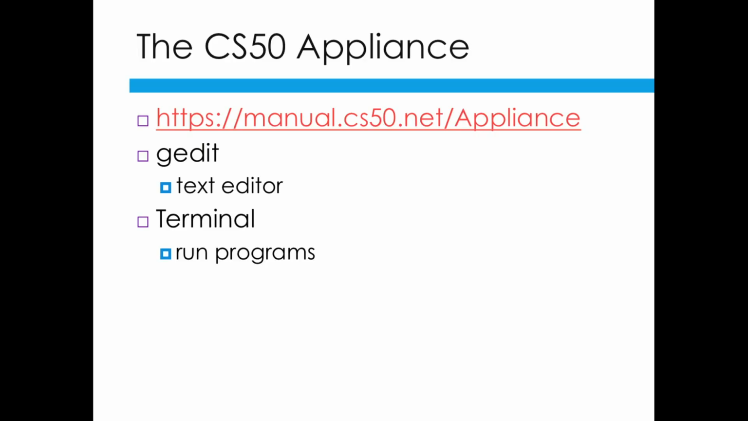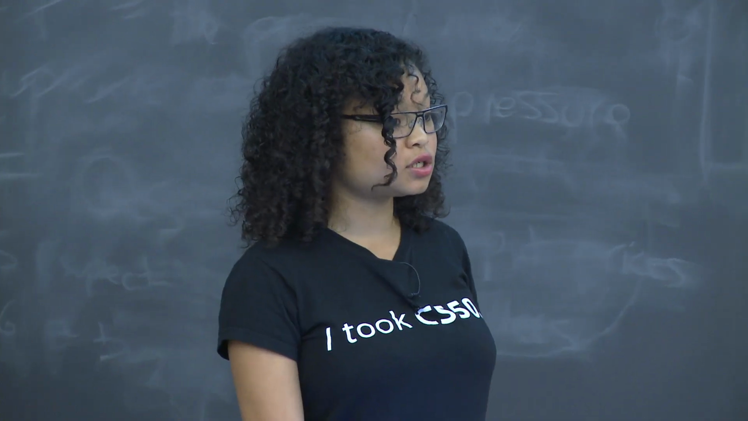Okay, so what we'll be working with is the CS50 Appliance. It's essentially a virtual machine that runs a computer inside your own computer. And this has a lot of benefits. One is that it's preset with a lot of the tools that you'll need for CS50. As well, that means that everyone's on the same ground, whether Mac or PC or another operating system, we can all run the virtual machine. And so there are instructions at manual.cs50.net/appliance. If you go to that link and follow the instructions, then hopefully you'll be able to install the appliance.